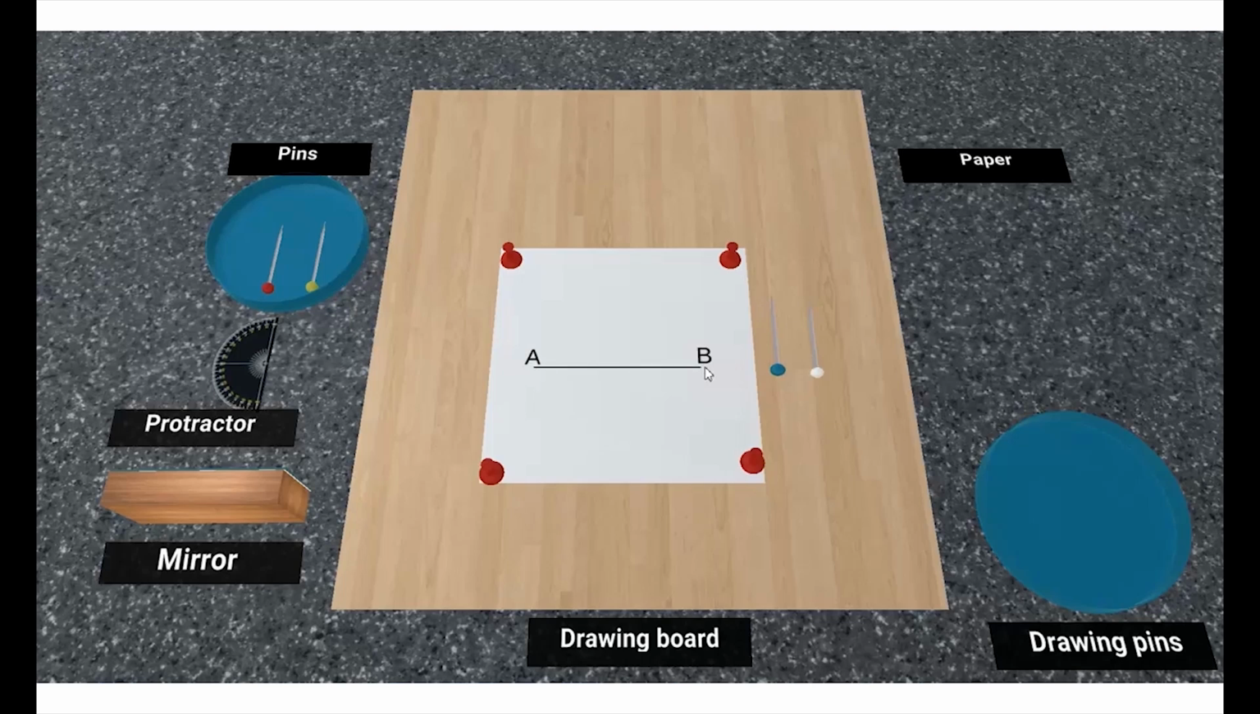Let us mark a point O on AB. Click on the middle point where the point O is to be marked. The dotted line is perpendicular to the line AB at point O. Let it be the normal ON. Draw a thin line PO at an angle to the normal ON. Drag and drop the protractor.